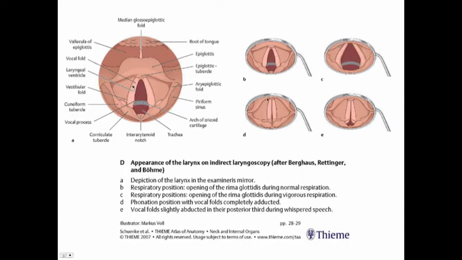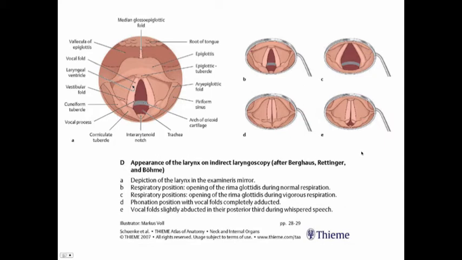This position that you see here is the phonatory position of the vocal folds, and they're completely adducted, meaning the vocal folds have to come together when you have to phonate. This is the whisper position where your vocal folds are adducted, but you still see a gap in the glottis and your vocal folds are not vibrating here, and that's the whisper position of your vocal folds.